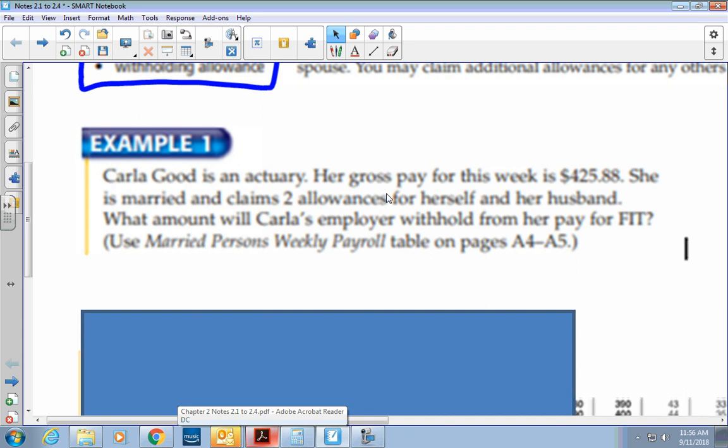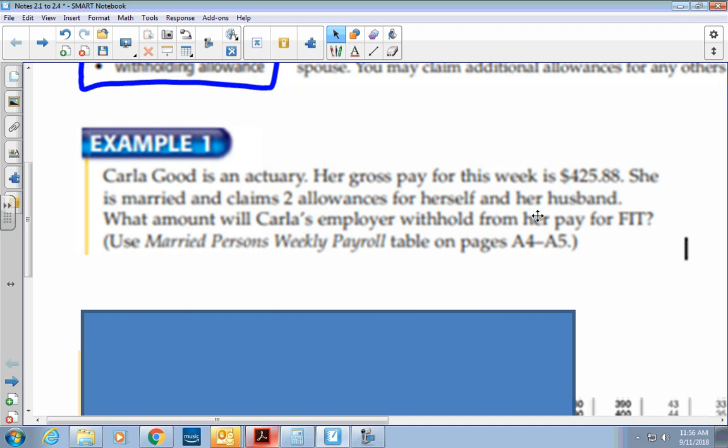Miss Carla. Carla Good is an actuary, and second period I didn't know what an actuary was, so I looked it up. It's somebody who calculates risk and determines what insurance rate you get. So if you're a young and inexperienced driver, an actuary would say you get a higher insurance rate than an old, really good, non-accident driver.